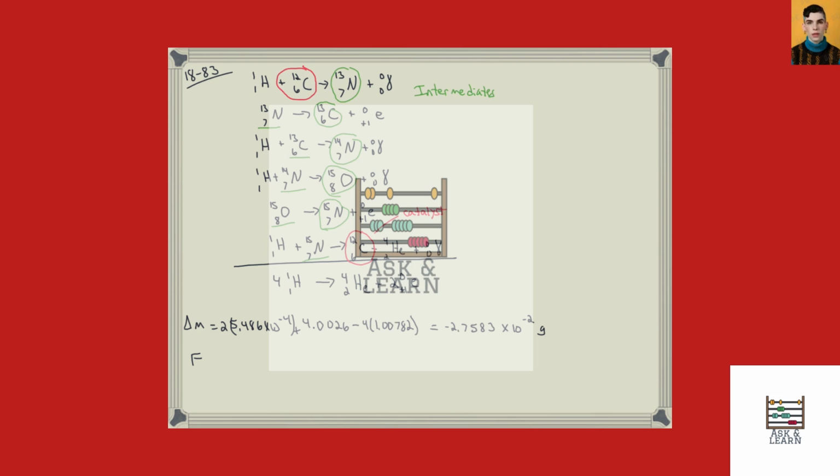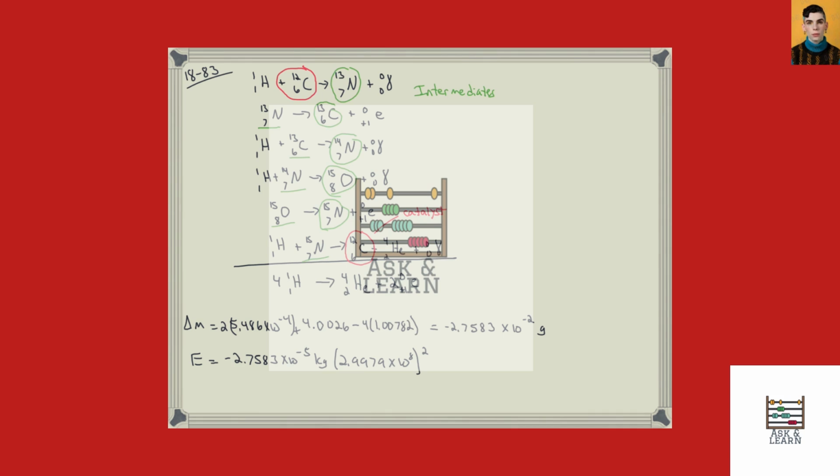Then, to calculate the energy associated with this mass defect, we need to use the Einstein equation, E equals mc squared. The mass we just calculated up here, however, needs to be expressed not in grams, but rather in kilograms in order to have this equation be appropriate. So E then is going to be equal to negative 2.7583 times 10 to the negative 5 kilograms. And then we multiply that by the speed of light squared, 2.9979 times 10 to the 8 meters per second, and we square it.